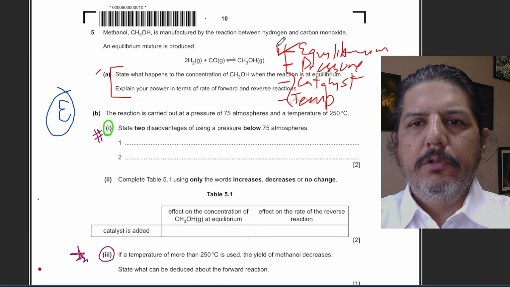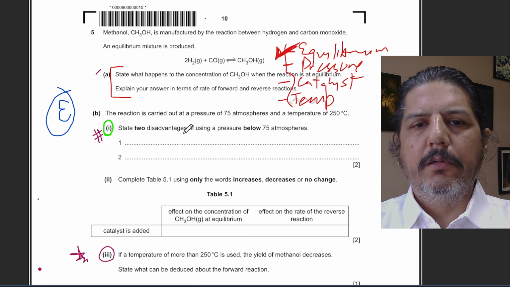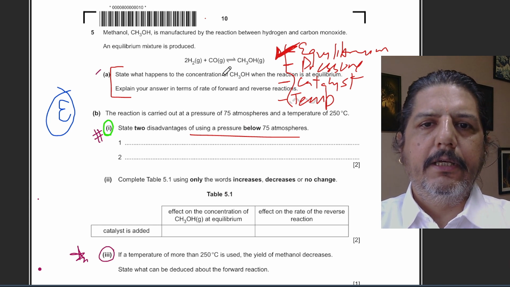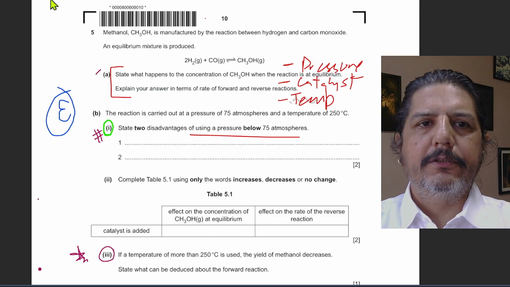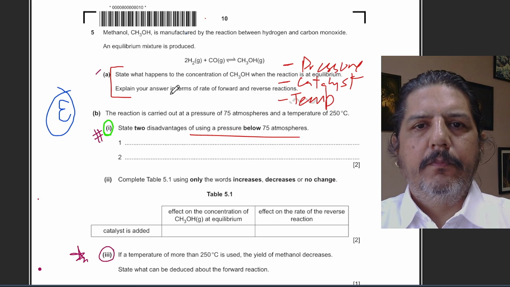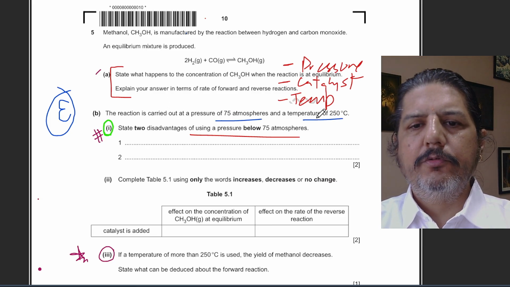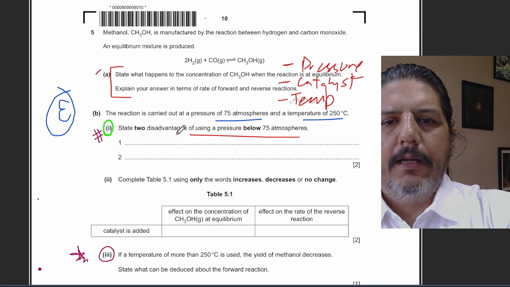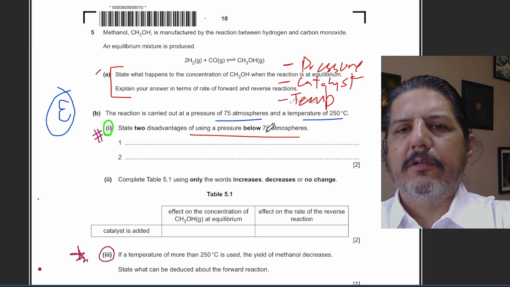So we have understood the equilibrium part of the question. Now, if you come to the second question, they are asking something about the pressure. Let us look at the question. I'll erase this because we have discussed it. Now we are discussing the pressure part. The reaction is carried out at a pressure of 75 atmosphere and a temperature of 250 degrees Celsius. State two disadvantages of using a pressure below 75 atmosphere.